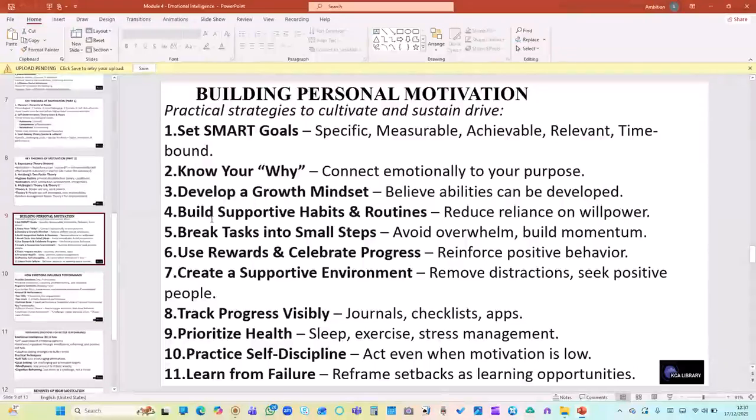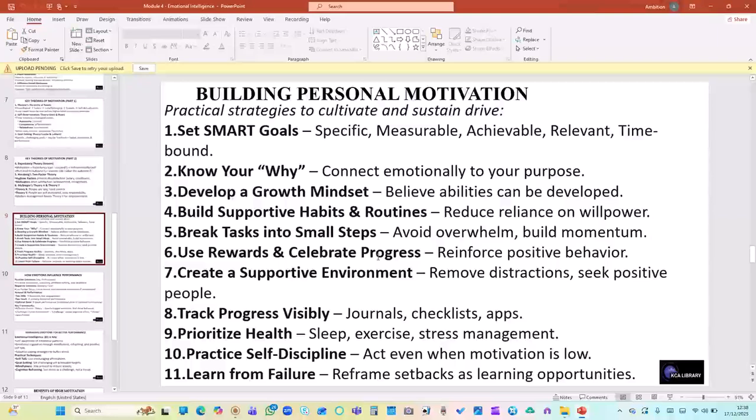Then build supportive habits and routines. Reduce reliance on willpower. Then break tasks into smaller steps. Avoid being overwhelmed and build momentum. Then use rewards and celebrate progress. Reinforce positive behavior. Now create a supportive environment. Remove every distraction. Seek positive people. Then eight, track progress visibly, like journals, checklists, and apps.